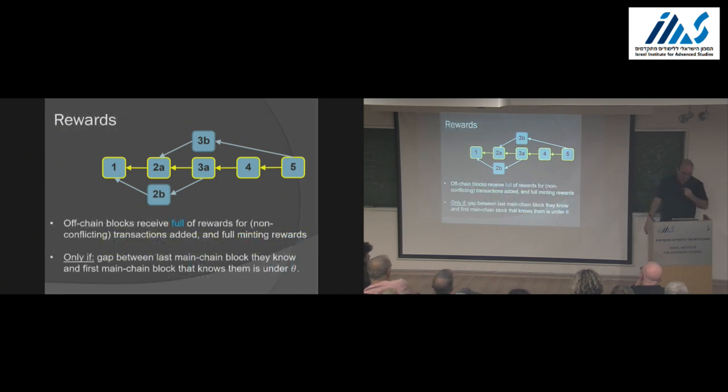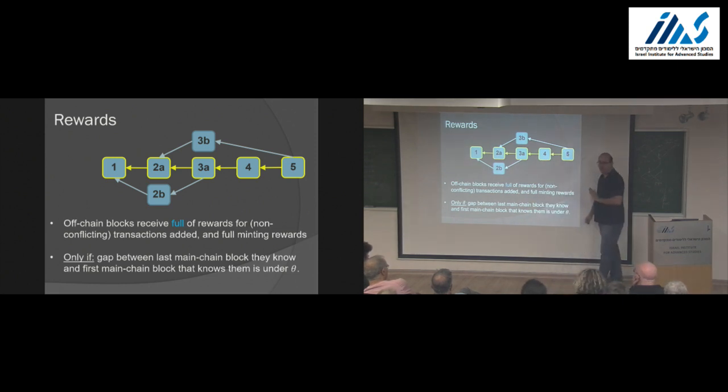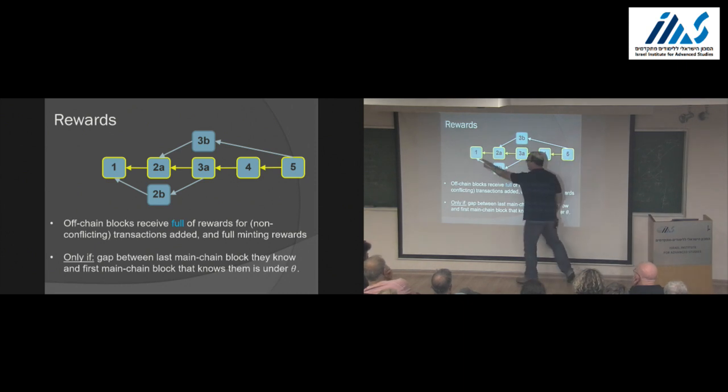So here's how we do rewards. If you are 2B, we're going to give you all of the rewards for the non-conflicting transactions. So you get the fees. Any transaction that you helped enter into the blockchain, you're going to get the fees for it. And I'm going to give you a full block reward, everything. Like you get the 50 bitcoins that you printed when you created the block. But I condition this on one thing. This gap between where you point to the chain and where the chain points to you cannot be too large. So there's a parameter here. If you withhold your block too long, I'm not going to give you the reward.